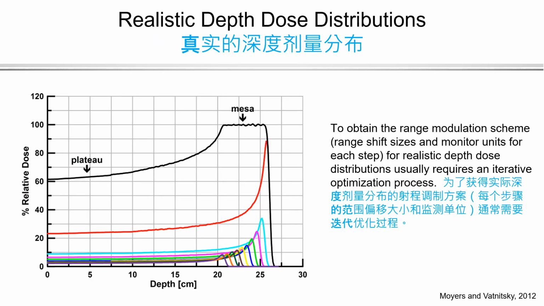This slide shows more realistic depth dose distributions for several range-shifted beams and the sum dose distribution. Generally, the determination of the relative monitor units for each range-shifted beam requires an iterative optimization process. The relatively flat high-dose region of the sum dose distribution is called the mesa, and the somewhat flat region at shallow depths is called the plateau region.